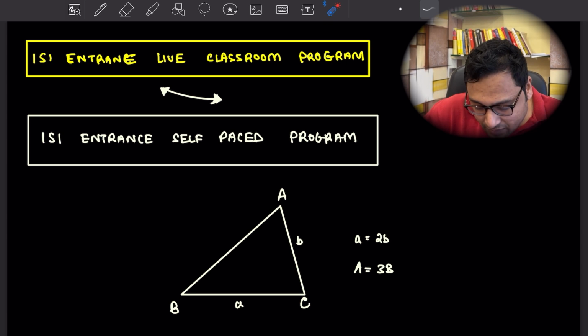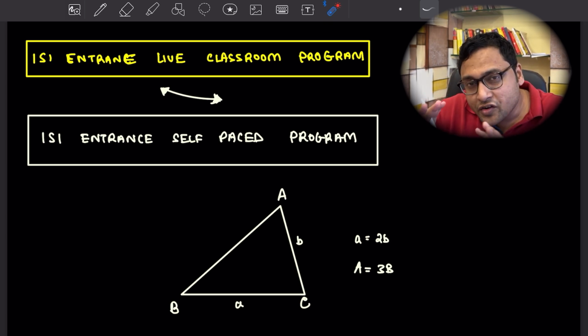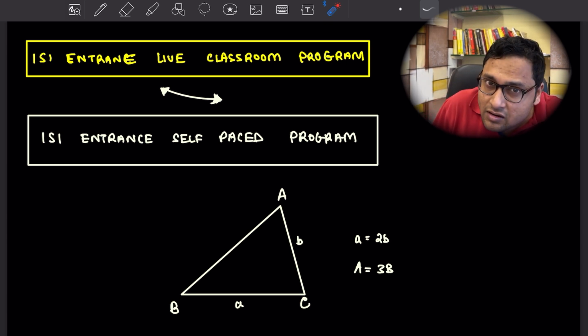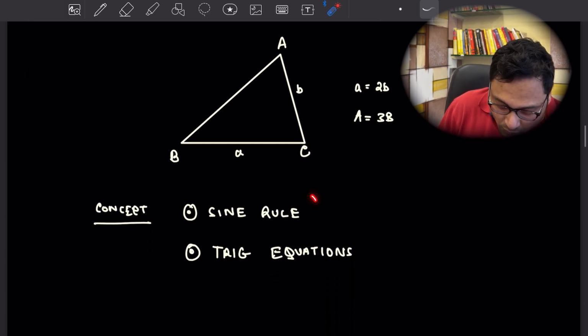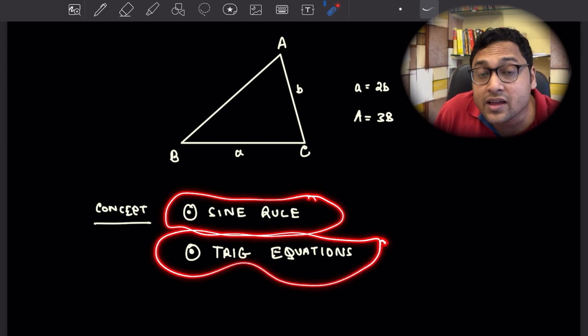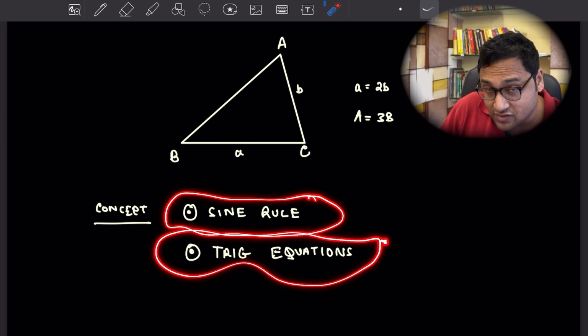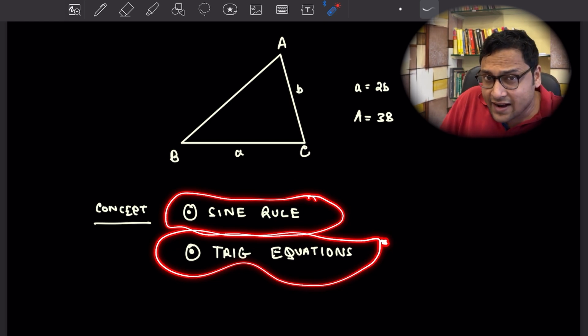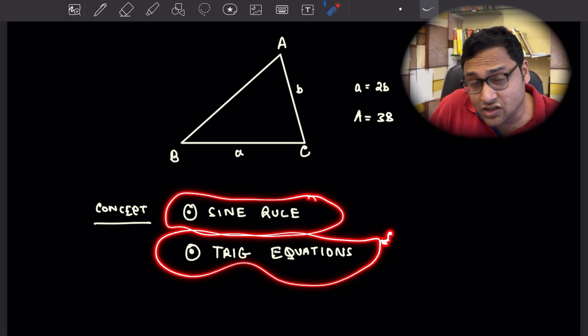So this problem is a geometry and trigonometry problem. We'll learn a couple of things while doing this problem. The first one is the sine rule and the second one is trigonometric equations.